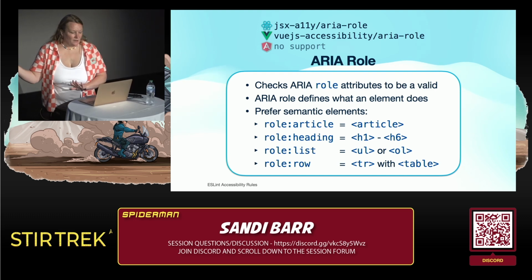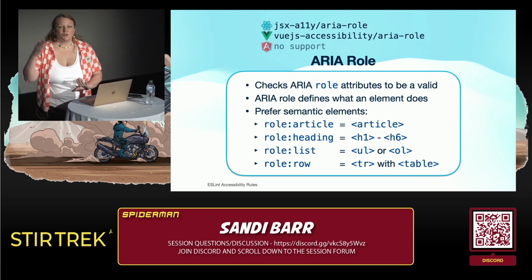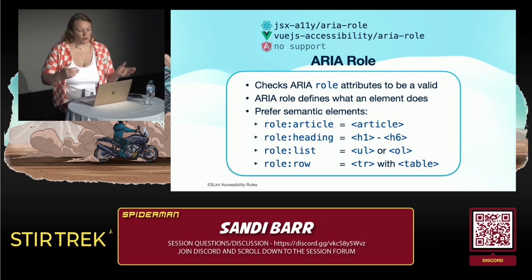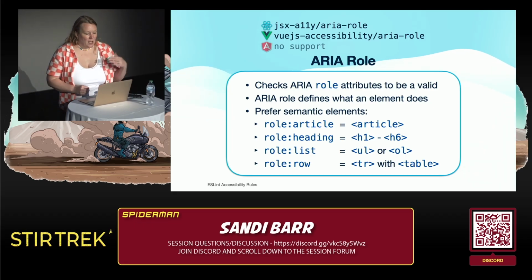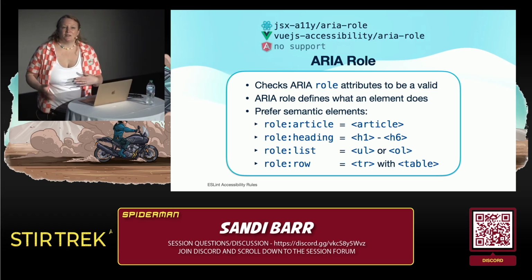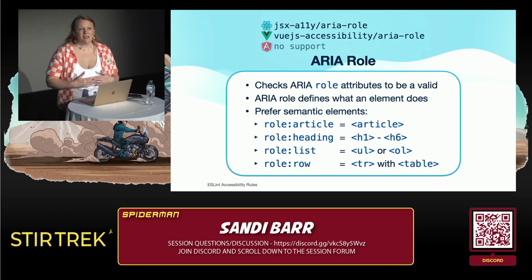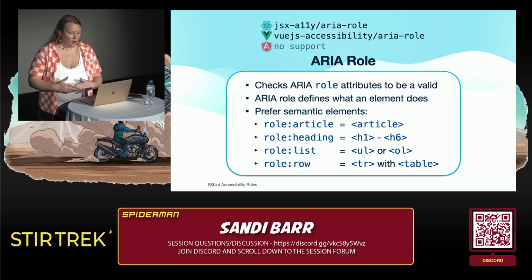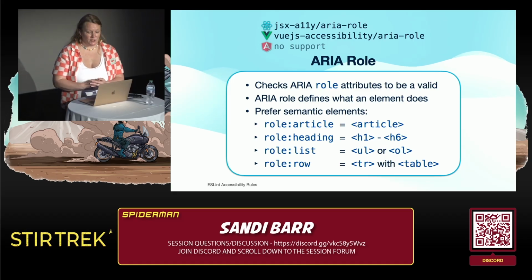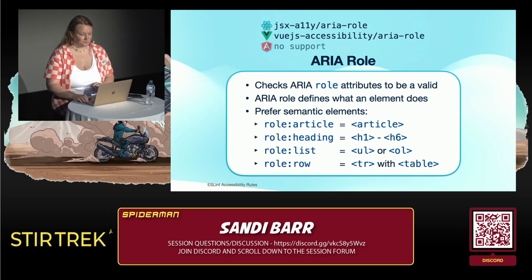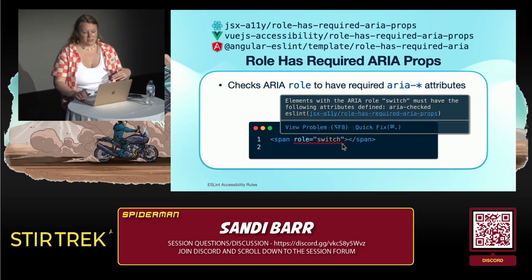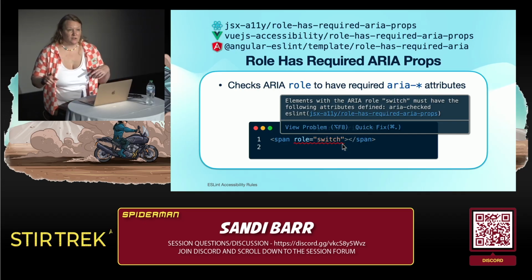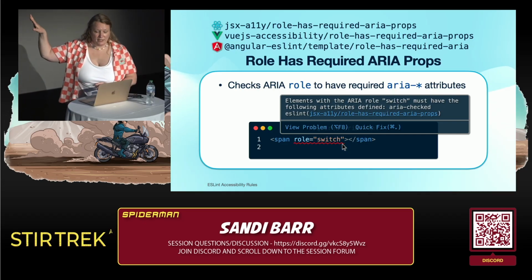This rule validates the ARIA role attributes to be using valid ARIA roles. It's a great one to pair with the previous rule for validating ARIA attributes. An ARIA role defines what an element does. Semantic elements have an implicit ARIA role. Then it's best to use those well-supported native HTML elements wherever you can. In your IDE, with an ESLint extension enabled, when you mouse over a violation with this red squiggly, a suggestion will be provided.